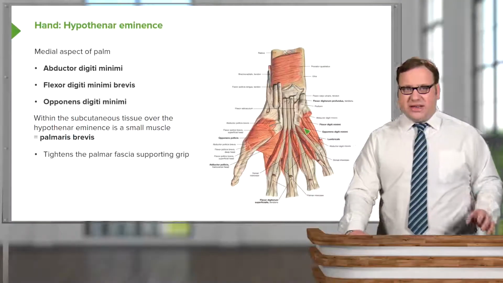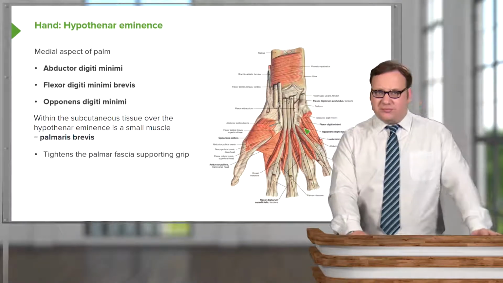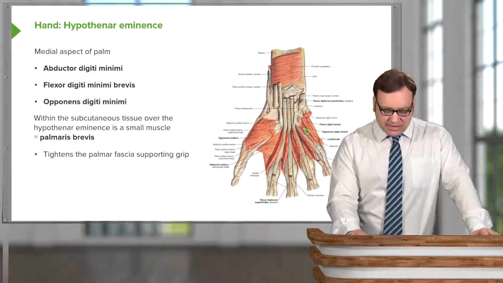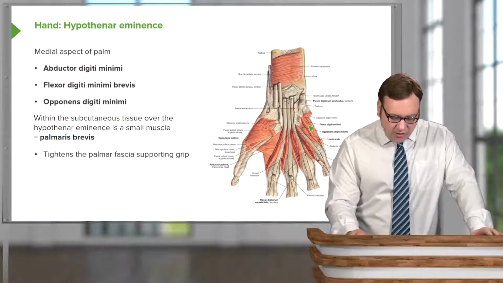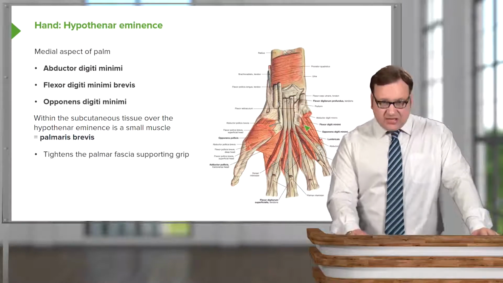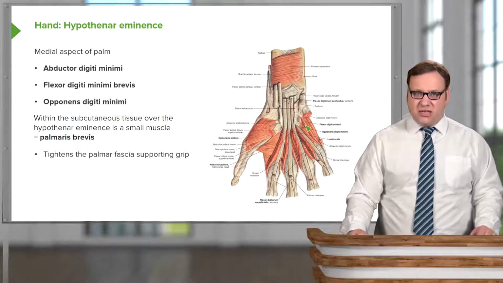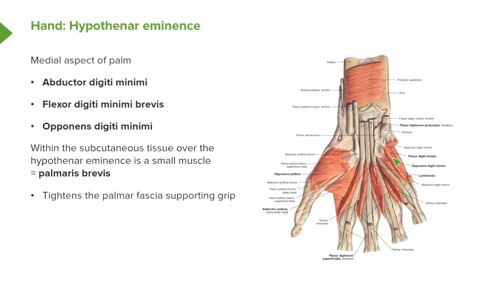Within the subcutaneous tissue over the hypothenar eminence, there is a small muscle, and this is known as palmaris brevis. We can't really see it here, but palmaris brevis is an important muscle, and it helps, along with palmaris longus, to tighten the palmar fascia, and this helps support the grip.